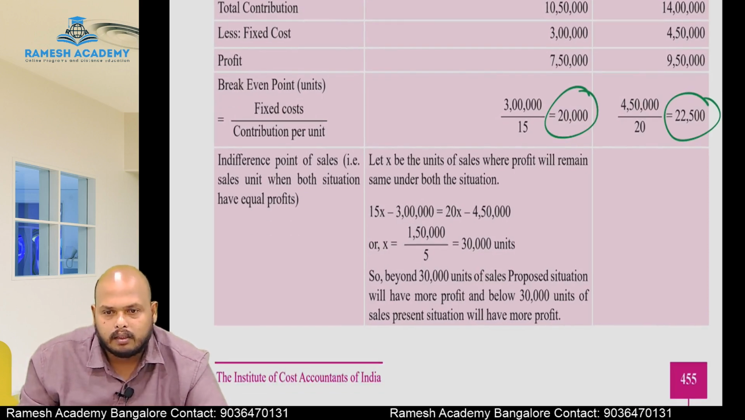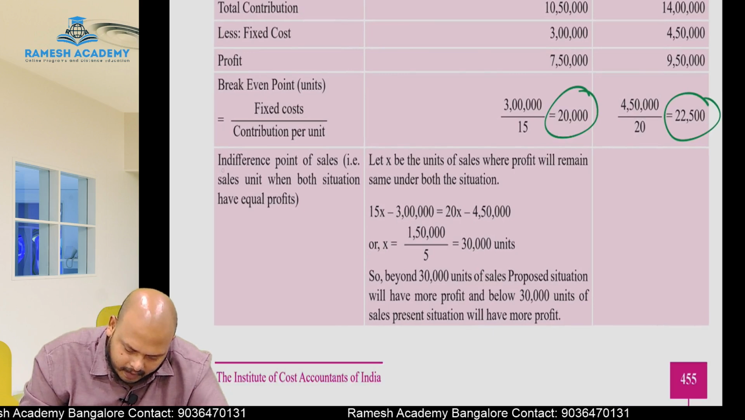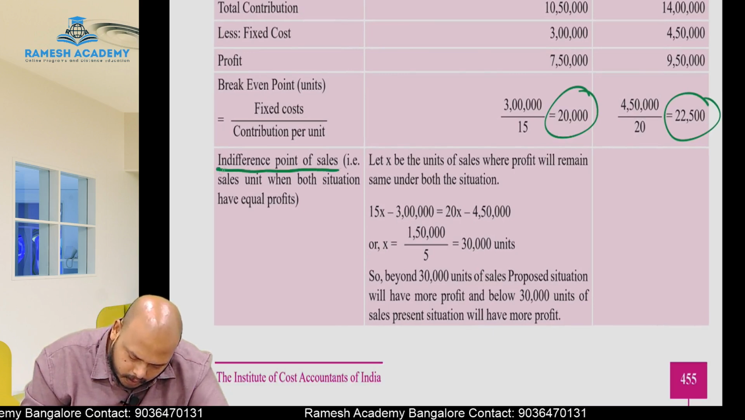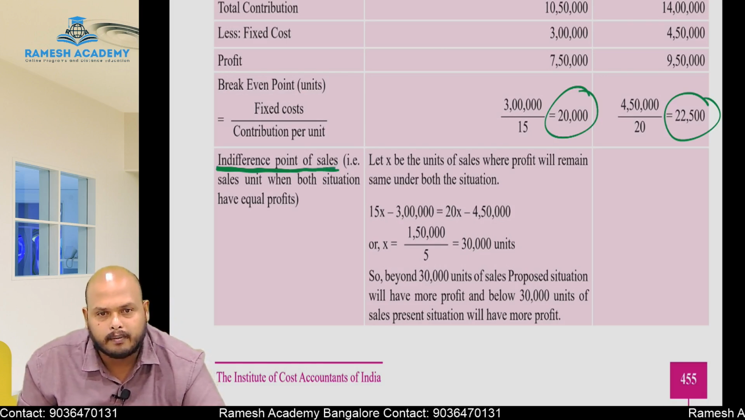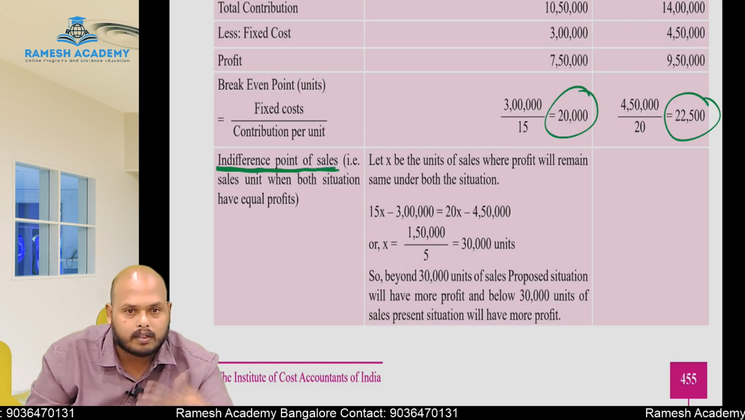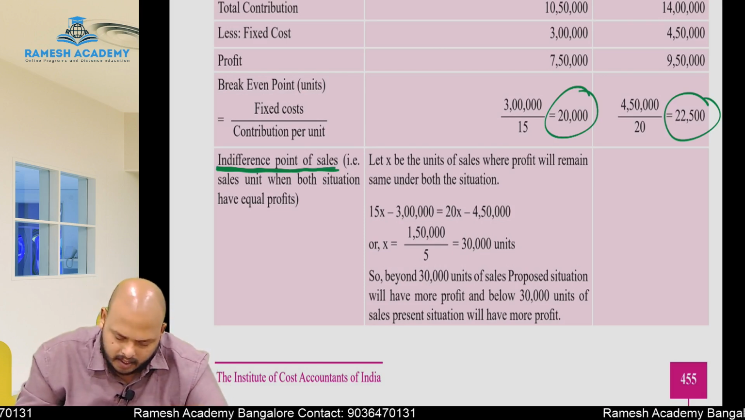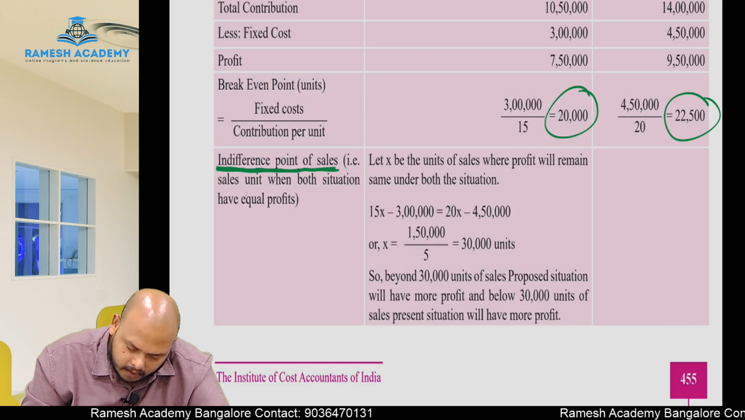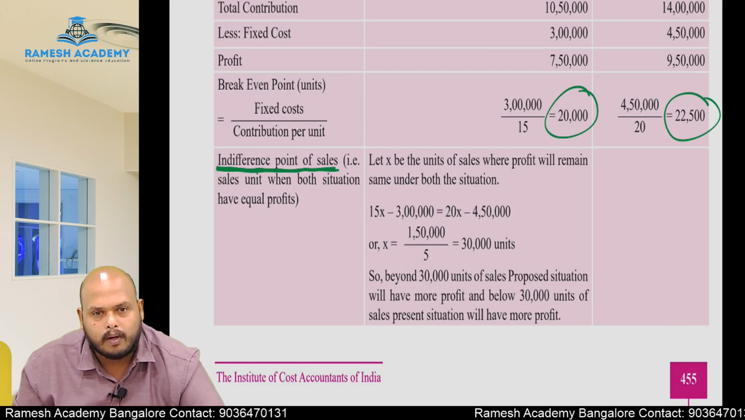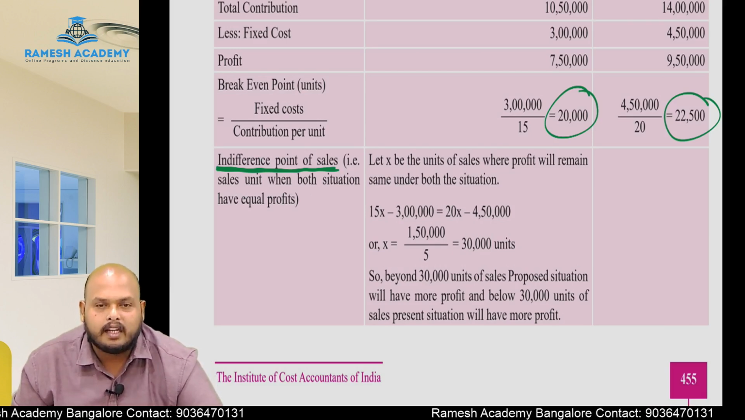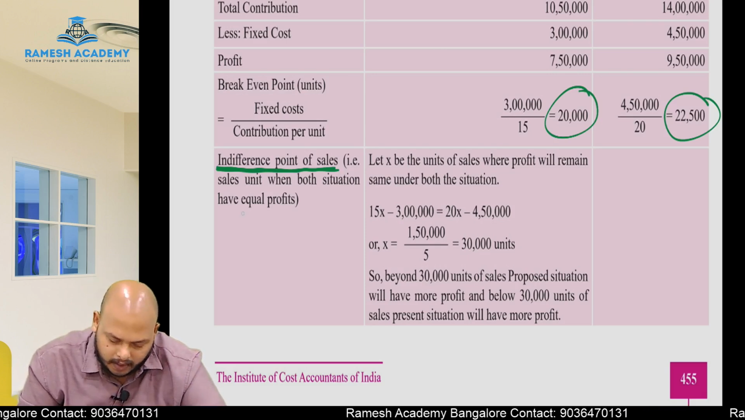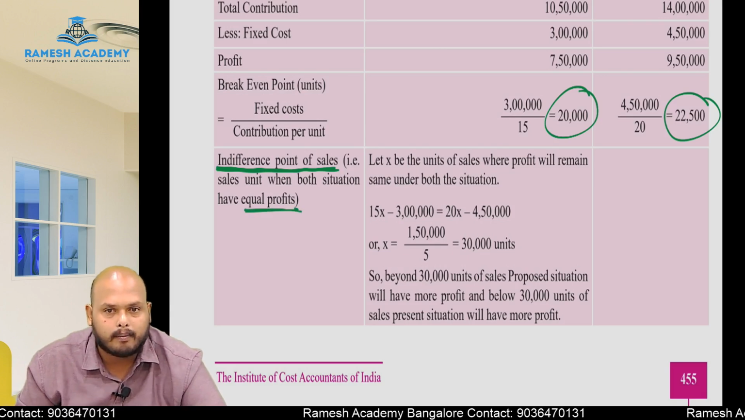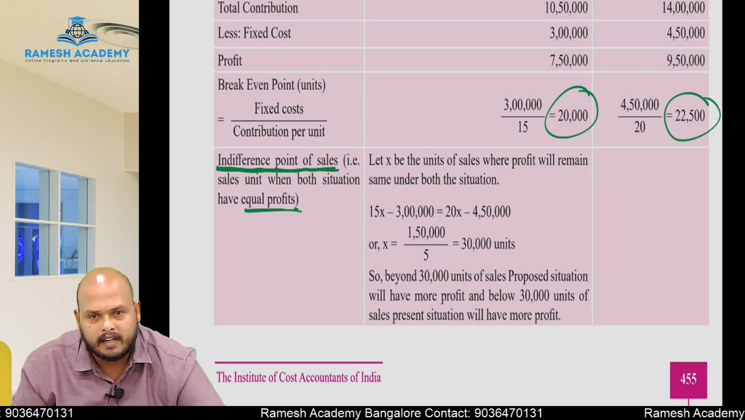Next, in the given question they calculated indifference point of sales also. Indifference point means you know, right? So differential cost is different from indifference point. Indifference point is nothing but the sales units when both the situations have equal profits. What do you mean by indifference point of sales? It is a situation where at both the sales units we will have equal profits. That is only called as indifference point.